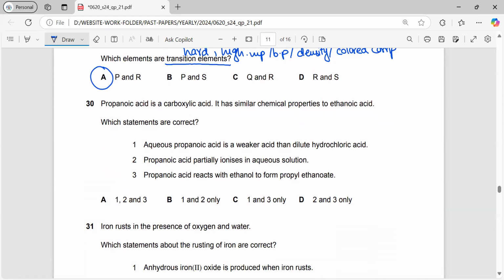Propanoic acid is a carboxylic acid. It has similar chemical properties to ethanoic acid. Which statements are correct? So propanoic acid is a carboxylic acid with similar properties to ethanoic acid. So ethanoic acid is a weak acid, so it means propanoic acid is also weak. Aqueous propanoic acid is a weaker acid than hydrochloric acid. Yes, it's a weak acid.